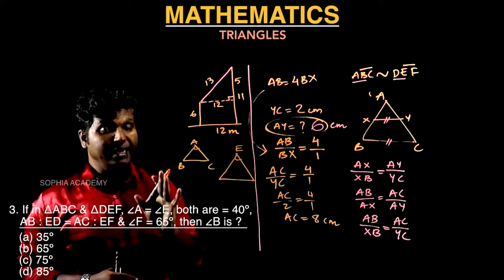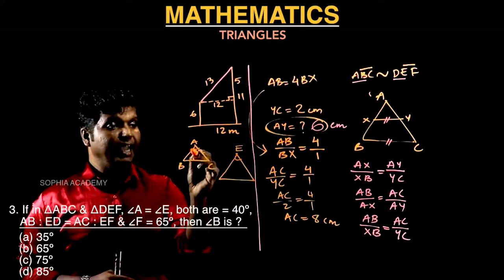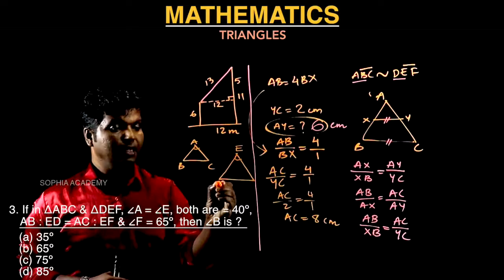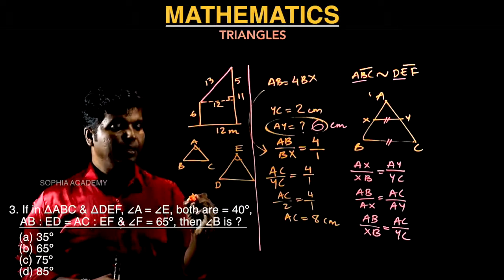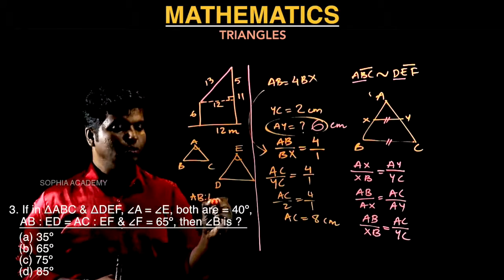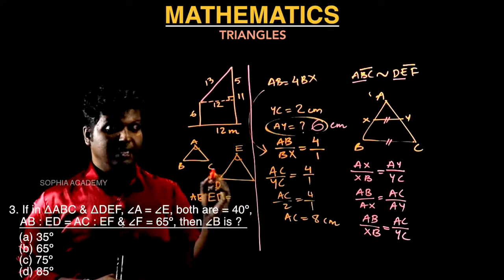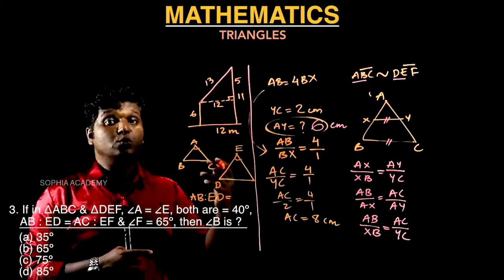AB is to ED. So I am putting here ED. AB is to ED is equal to AC is to EF.